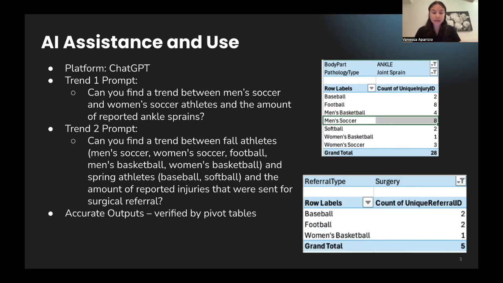So I found that the outputs of Chat were accurate and I verified those using pivot tables. I first merged data from patient and injury logs to include the sport column that was on the patient table. And then on the referral and patient data, I did the same thing and added that sport column to just have it all on one page to make the pivot table faster. So using this lookup function within this step made it significantly easier to locate the sport related to the information listed on each patient.